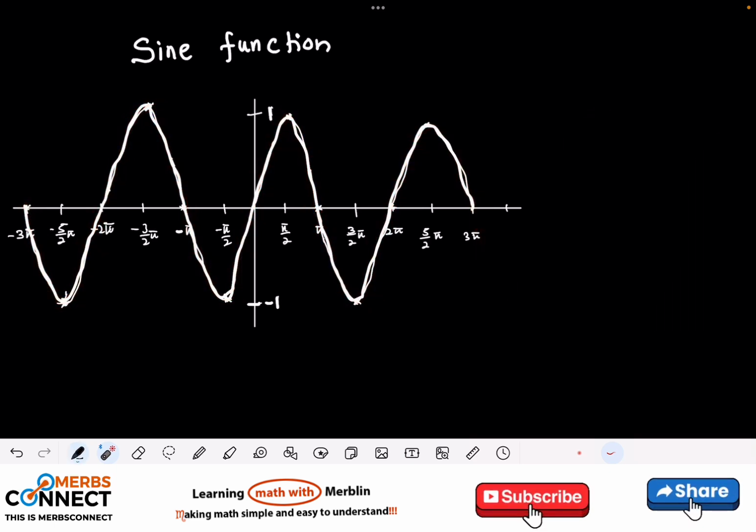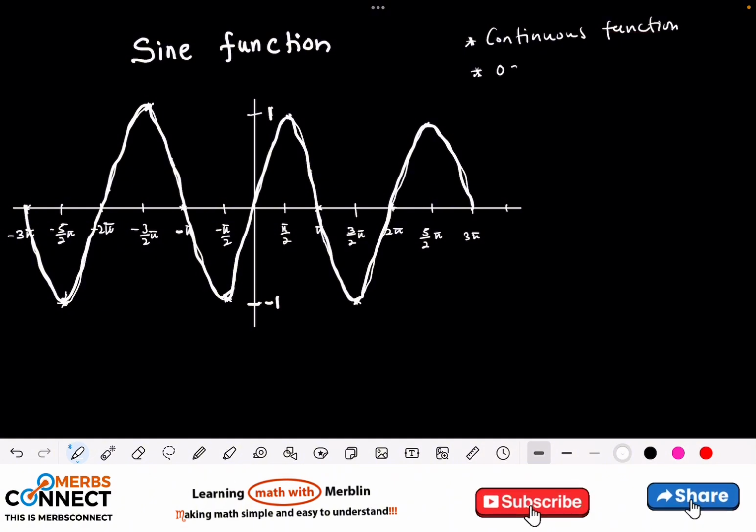It goes up to infinity. One thing that we can see is that sine is a continuous function. That's the first thing that we need to know. We also need to know that sine is an odd function.